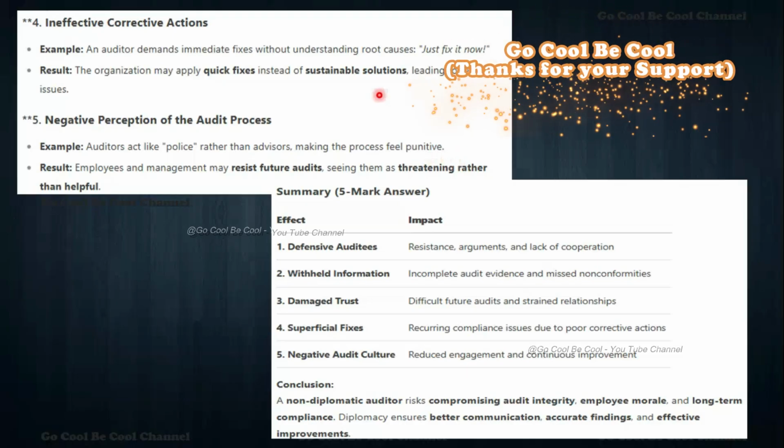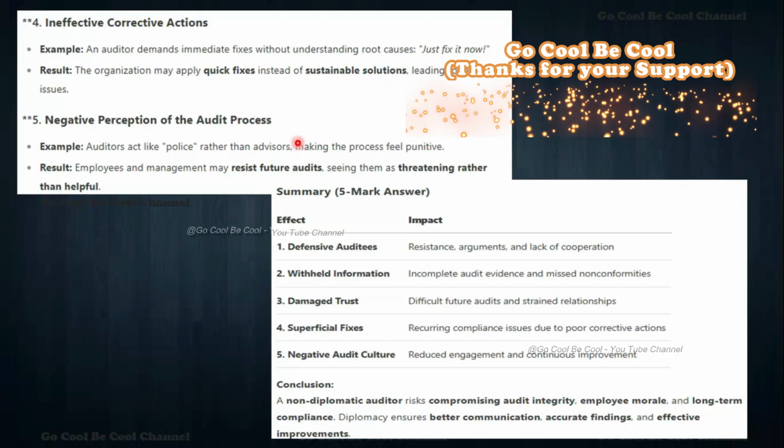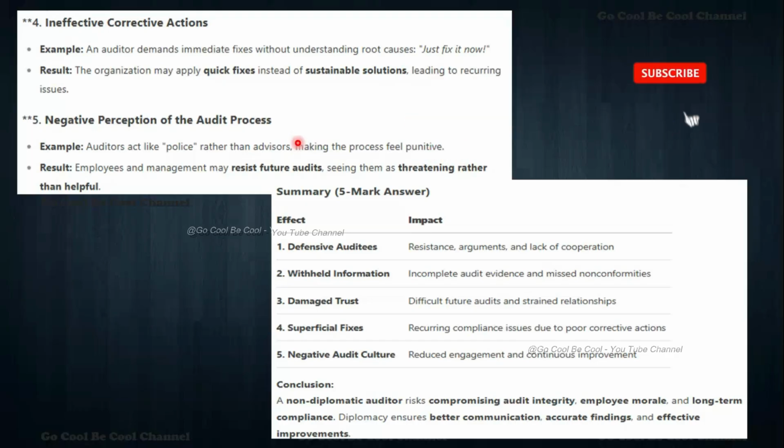Fifth, negative perceptions of the audit process. Example: auditors act like police rather than advisors, making the process feel punishing. The result is that employees see the audit as threatening rather than helping. Simply, we can write it as: defensive auditees, withheld information, damaged trust, superficial fixes, negative audit culture. Conclusion: a non-diplomatic auditor risks compromising audit integrity, employee morale, and long-term compliance. Diplomacy ensures better communication, accurate findings, and effective improvement. So this is how we can write it.